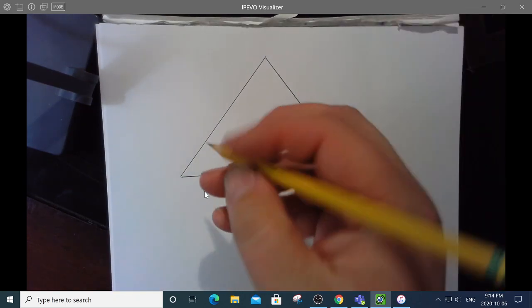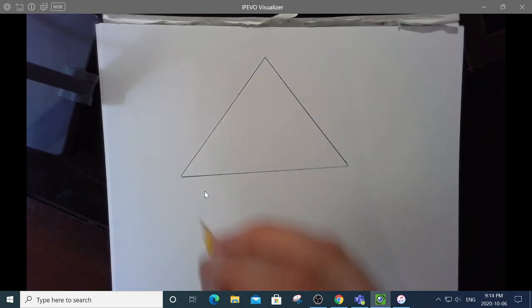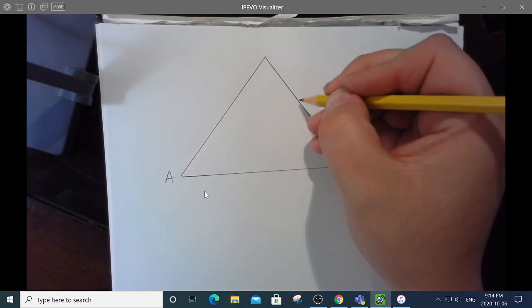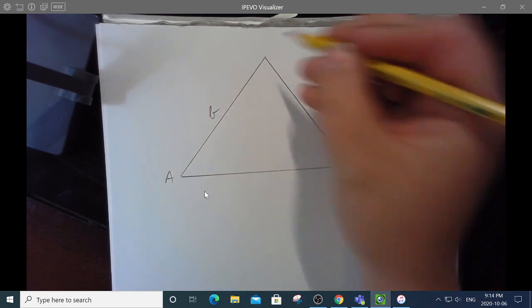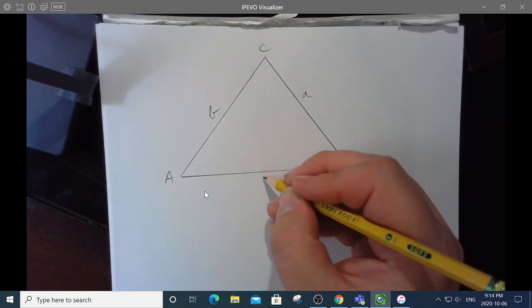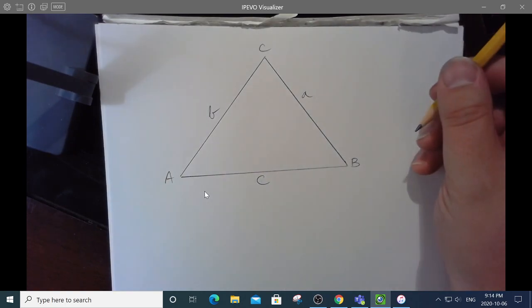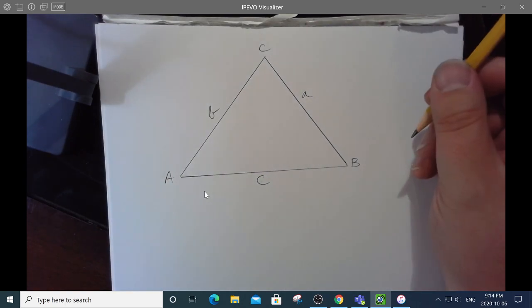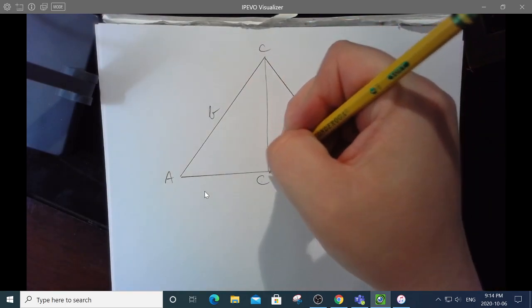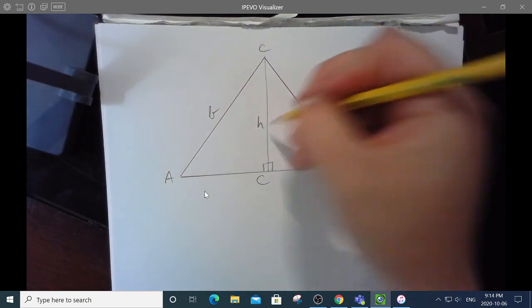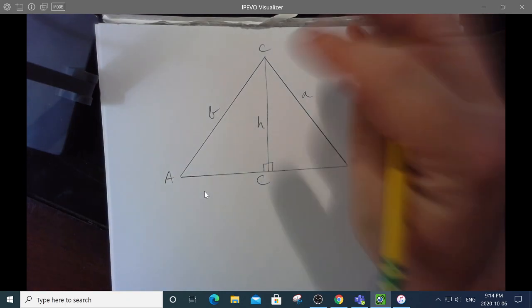And in that triangle, we're going to have an angle A, that makes that side A. We're going to have an angle B, which makes that side B. And we're going to have an angle C, which makes this bottom part side C. Now, from there, we are going to do what we did last time. We're going to drop down a height. Right angled, that's height.